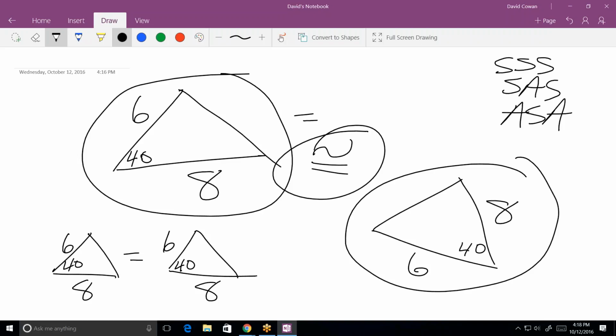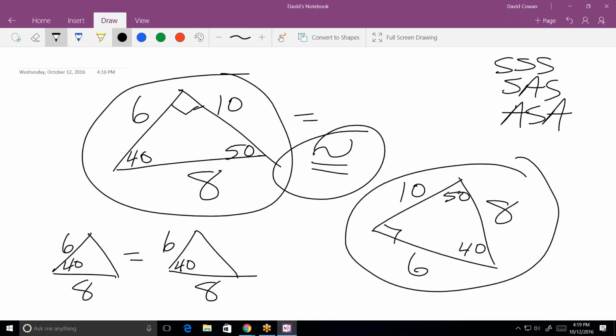And what congruency means is that all three angles are the same, all three sides are the same. In other words, if this turns out to be 50 and 90 and 10, then this has to be 50, 90, and 10. In other words, the test for congruency is all three angles have to be the same, all three sides have to be the same.